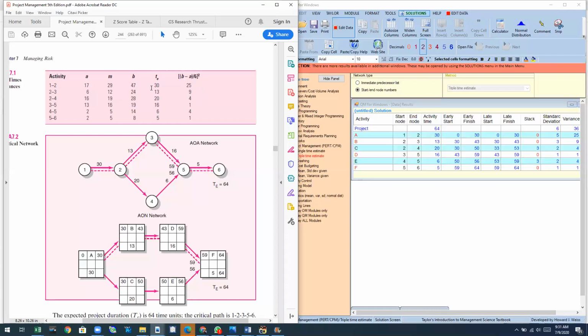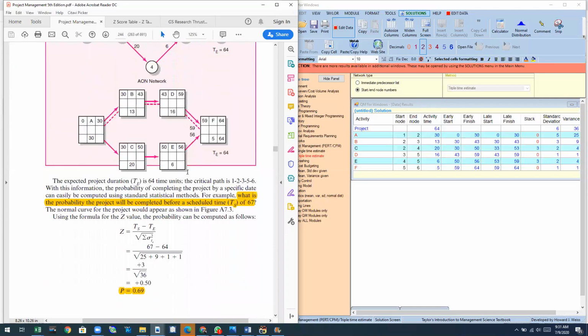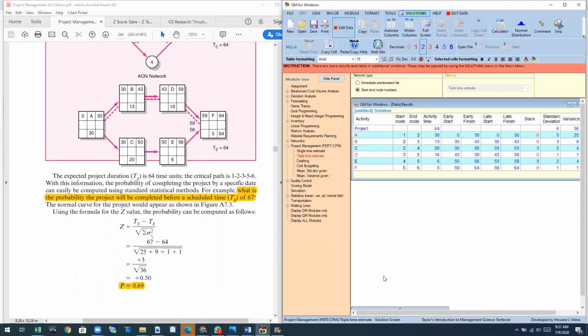Here is the variance, here this weighted average time. Now you can use this to calculate the probability of a project finishing at a certain time in comparison to the estimated time, which is 64. Okay, but before we go there, let's look at the graphs first.